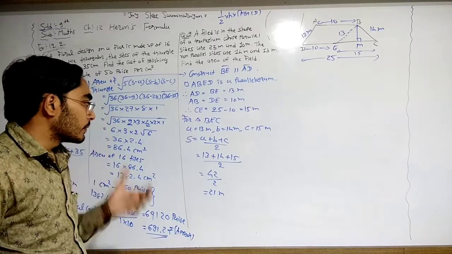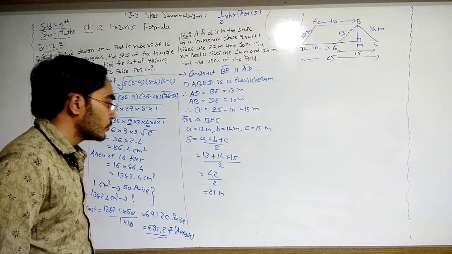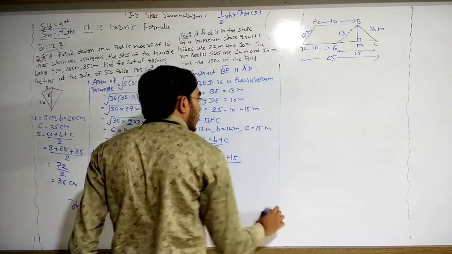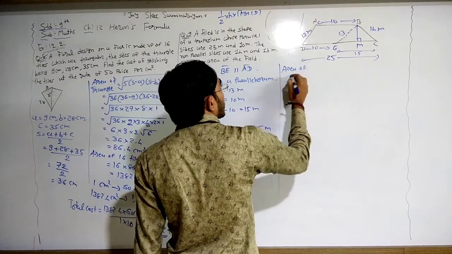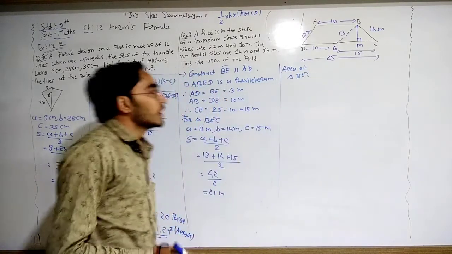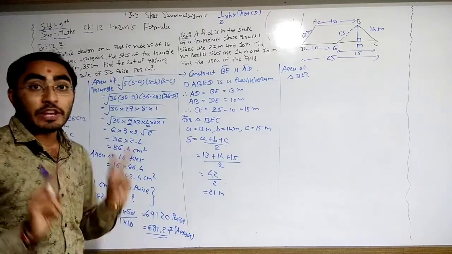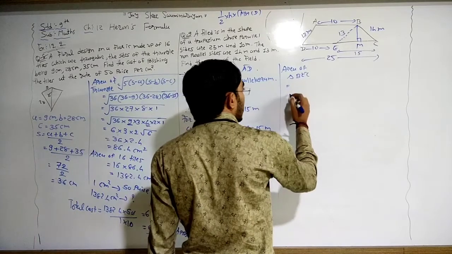Okay, 15, 15, 30 and 42. So 42 divided by 2 is 21 meter. Now, area of triangle BEC. For the area of triangle BEC, we have two formulas and we apply both here.